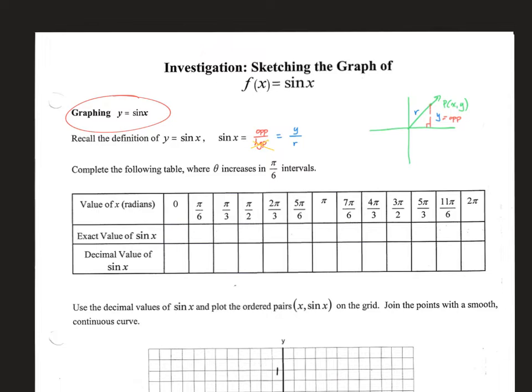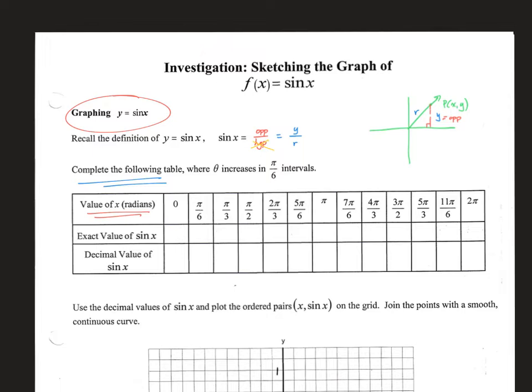So what you see in the next instruction is to complete the following table. I've given you a table of values, and I've turned it on its side so that we can fit in a little more space. We're going to work our way through our angles in radians of multiples of pi by 6. I'd like you to work your way through and come up with the exact values of those.